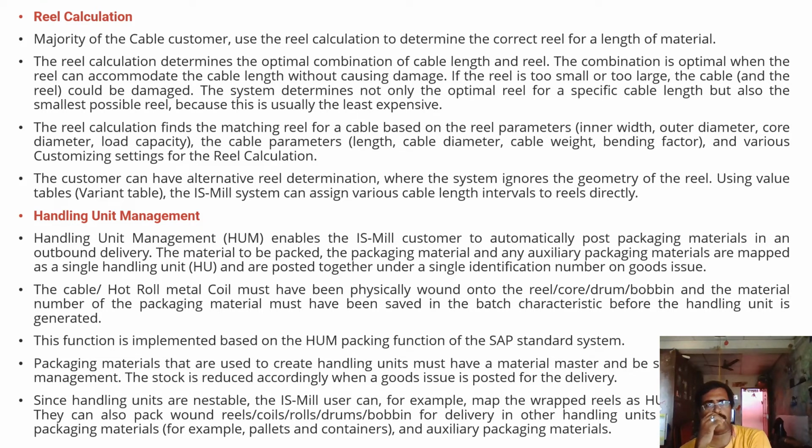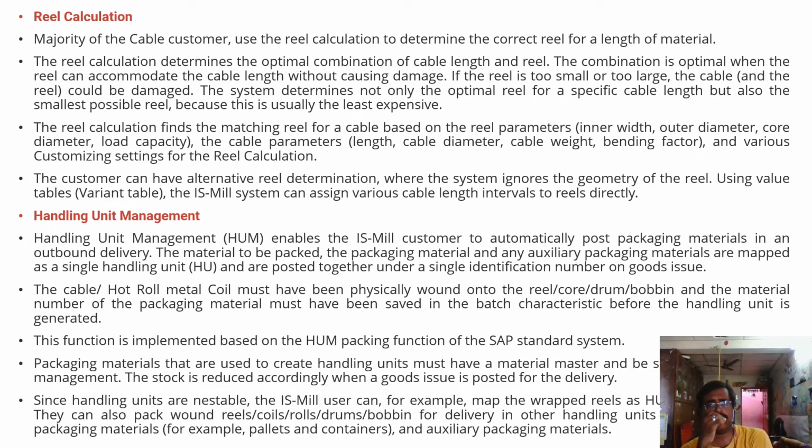So that is it: the cable or hot roll coil, all hot roll metal coil must have been physically wound onto the reel, core, drum or bobbin, and the material number of the packaging material must have been saved in the batch characteristics before the handling unit is generated. This function is implemented based on the HUM handling unit management packing functions of the SAP standard system. Packaging materials that are used to create a handling unit must have a material master and be suitable for inventory management. So the stock is reduced accordingly when goods issue is posted for the delivery, right?